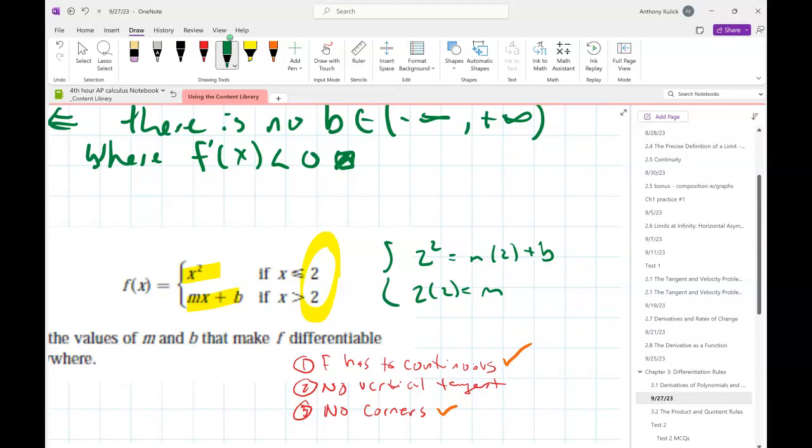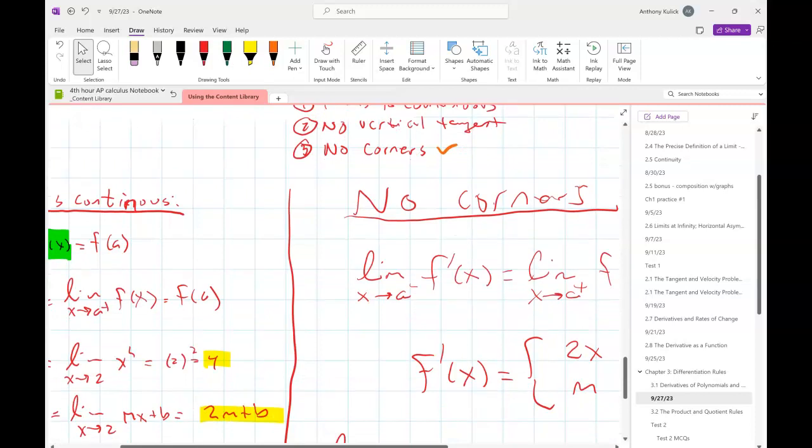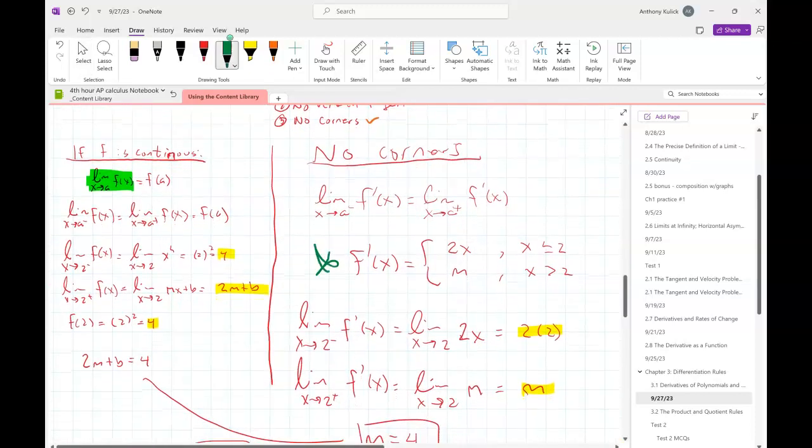How would you find the derivative of a piecewise function? Take the derivative of the pieces. Oh, so was the second part basically finding the derivative? That's what we did right here when I wrote down the derivative. I just took the derivative of each piece separately. So m is the derivative of the second piece, because it was a linear function, right?